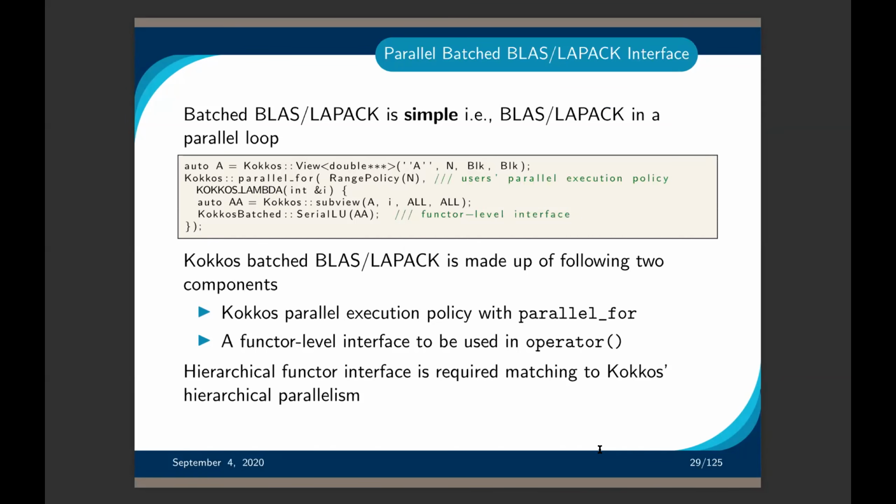For example, in the Kokkos execution policy, we already have two different execution policies. One is the flat parallelism with the range policy. Another one is the hierarchical parallelism provided by the team policy. So we need some kind of matching interface for this hierarchical parallelism.